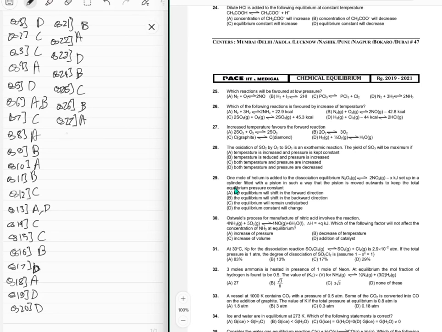So A, 29A. Where's 28 though? Oh, we didn't do it. 28. The oxidation of SO2 to SO3 is an exothermic reaction. Hey, is that really the case? It's an exothermic reaction? How is that? Okay, so if that's the case, then the yield of SO3 will be maximum if... Man, this is weird. The temperature should be minimized. And then this is wrong.